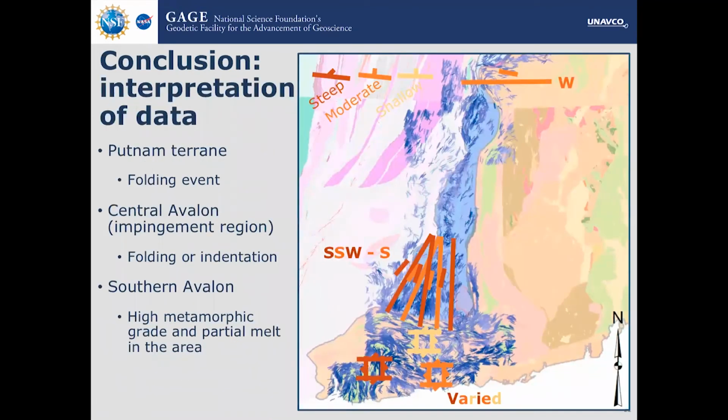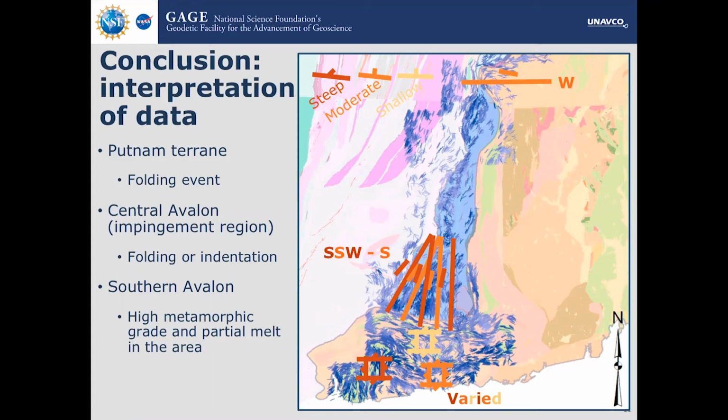Now for the rest of the terrains that we are looking for, the Putnam terrain is right here, and as you can see in the southern half, the strikes and the dips actually alternate between shallow and steep. Not only are the dips alternating, but the strike also transitions from being more striking south to more striking south-southwest.